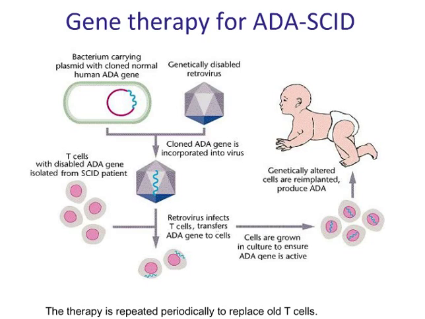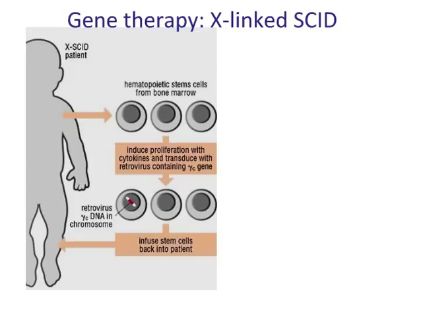This therapy had to be repeated periodically to replace the T cells because T cells were mature cells that had terminally differentiated and thus had a limited lifespan. Subsequent therapies infected stem cells, which then were stimulated to develop into T cells and B cells, making the transgene much more stable in the individual and not requiring retherapies.